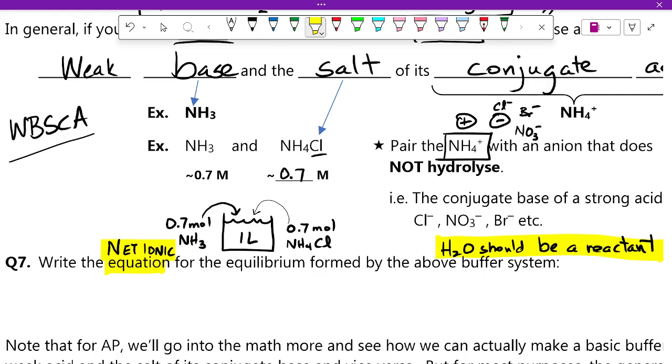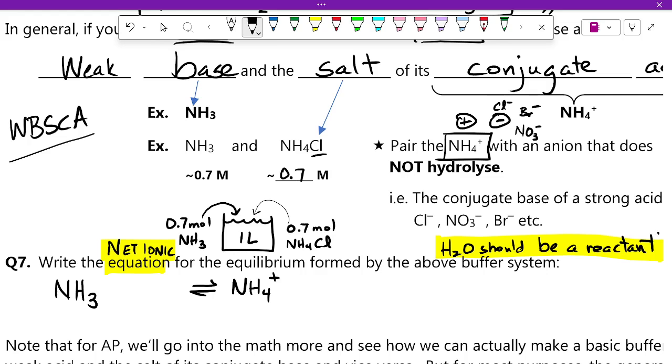Okay, so the NH3 goes on one side and the NH4 goes on the other side, right? Because the conjugate acid and base go on opposite sides. So one way of writing it would be to put the NH3 on the left and the NH4 on the right. What happened to the chloride? Where'd it go? It's a spectator, so I'm leaving it out, okay?